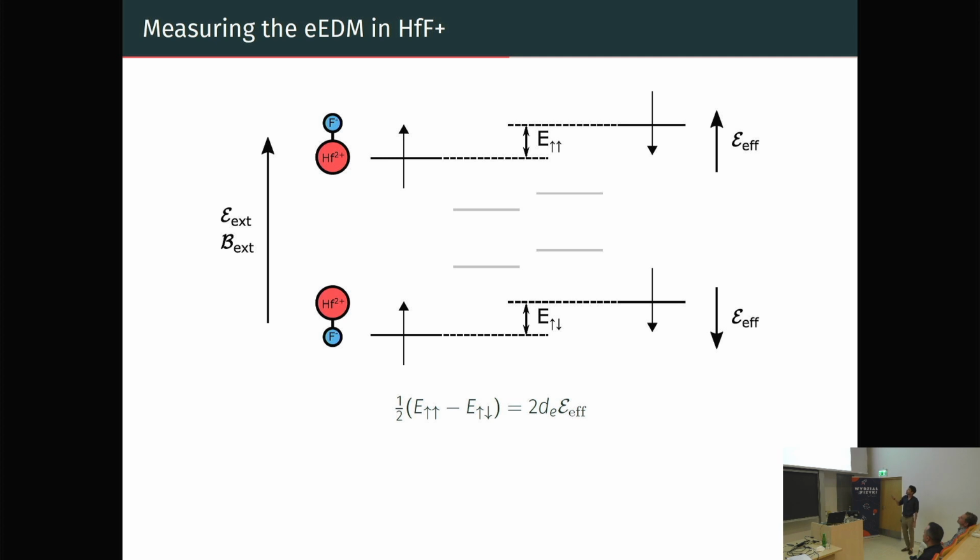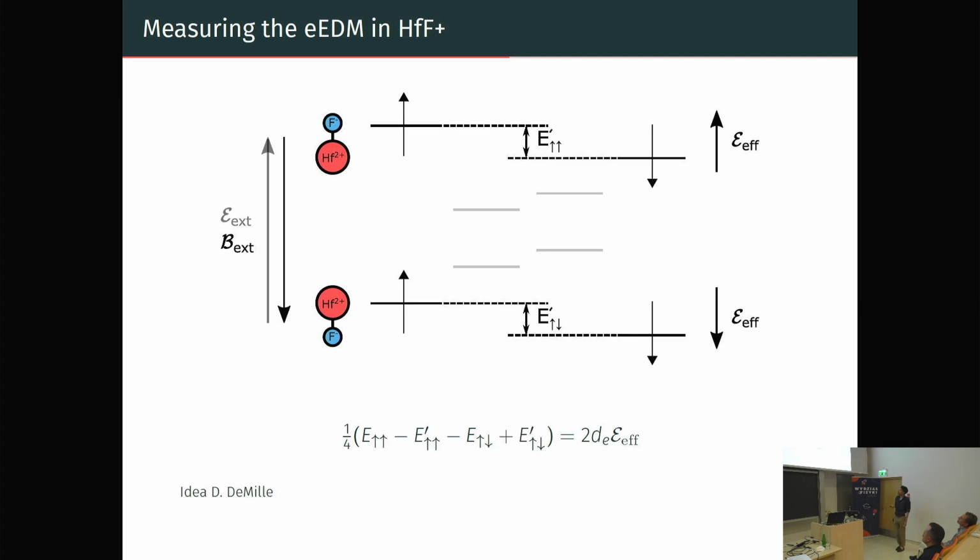So we get these two states up here, which correspond to the electron being flipped in an electric field pointing this way, and these two states down here, where the electron gets flipped in an electric field pointing this way. And if we compare those two energy differences, then we get a signal that's directly proportional to the Electron EDM.